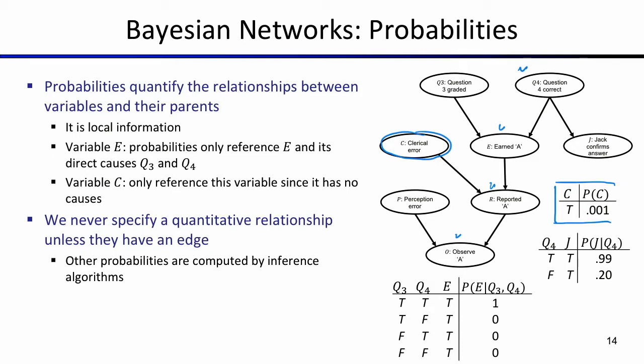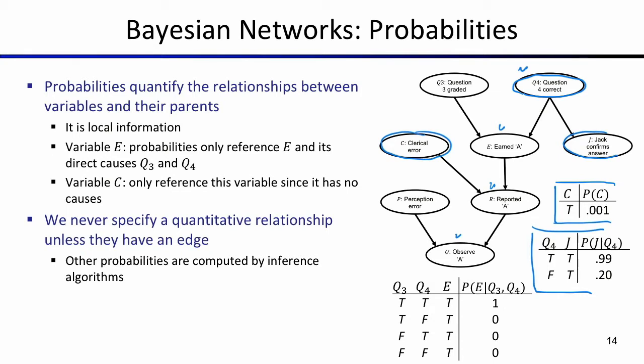Some other variables have one parent. So one example is here, the variable J, Jack. Right? It has one parent, and the parent is Q4. So in this case, we have a table like this. It is a conditional table. You're going to express the probability of J for each possible value of Q4. So you enter that information.